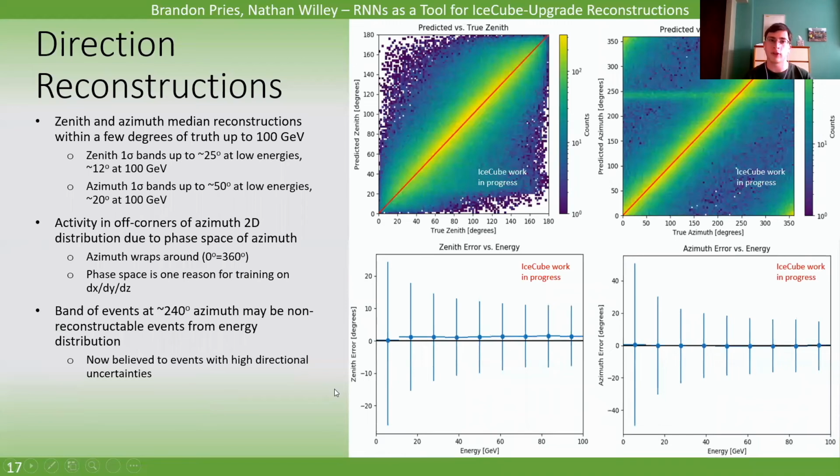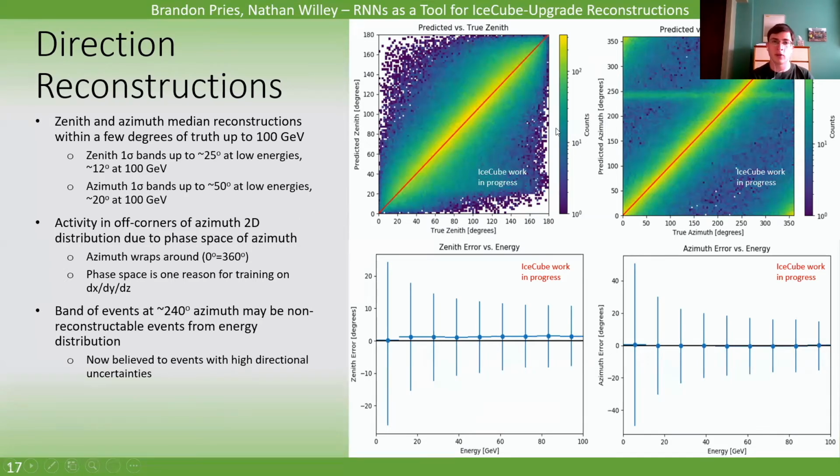To get into the direction reconstructions, the zenith and azimuth median reconstructions are both within a few degrees of the truth, up to about 100 GeV. The 1 sigma bands for zenith are up to about 25 degrees at lower energies, and then up to about 12 degrees at higher energies. And then the azimuth 1 sigma bands are up to about 50 degrees at lower energies, and then up to about 20 degrees or so at 100 GeV.